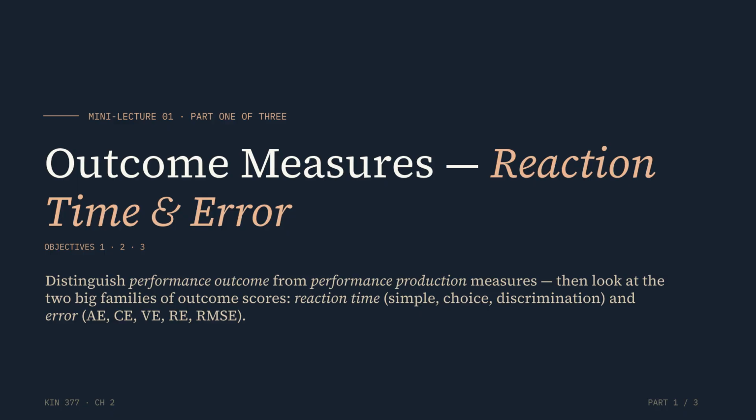Everything in Part 1 is on the outcome side of the chapter, the family of measures that tells us about the result of a performance. We'll start with the 2-category framework, look at reaction time as the most used outcome score, then move into the error measures: AE, CE, VE for 1-dimension, RE for 2, and RMSE for continuous skills. By the end of Part 1, you should be able to look at any outcome measurement and say exactly what question it answers, and when bias and consistency need to be teased apart.